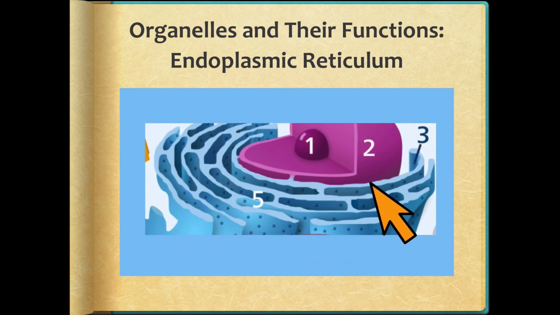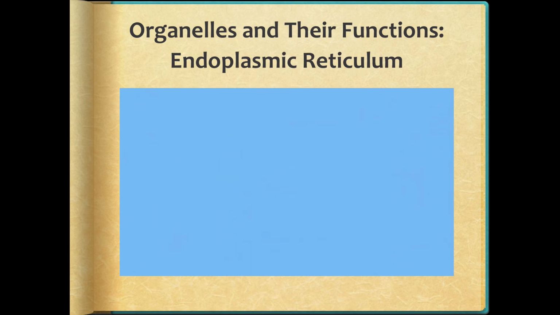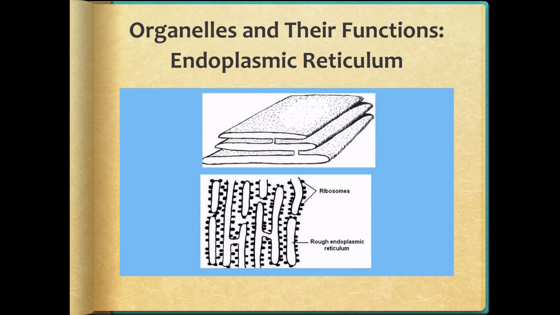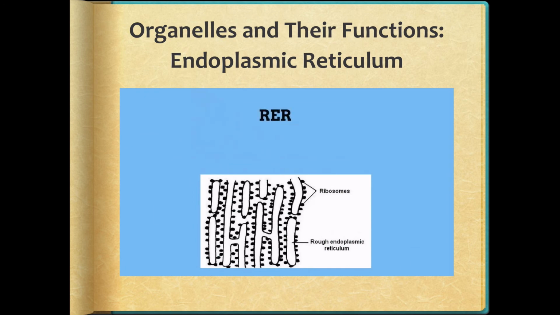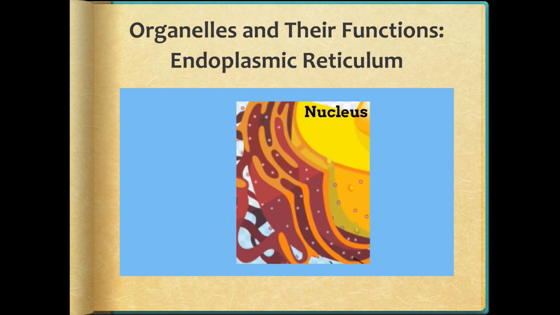Let's look more closely at the function of the endoplasmic reticulum. First, there are two types of ER, rough and smooth. Rough ER, or RER, is located very close to the nucleus. The rough ER gets its look because the tiny protein factories called ribosomes are embedded in its membranes. The rough ER produces proteins.